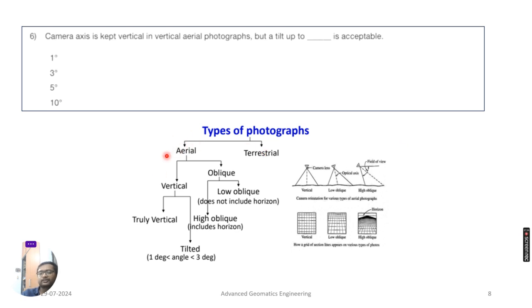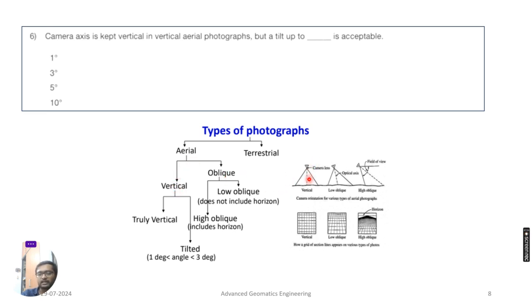So aerial is like we will keep our sensors or the camera or anything which is capturing the terrain in the sky, and terrestrial means we will keep those cameras on the ground. In aerial, we have two further types. One is vertical and one is oblique.